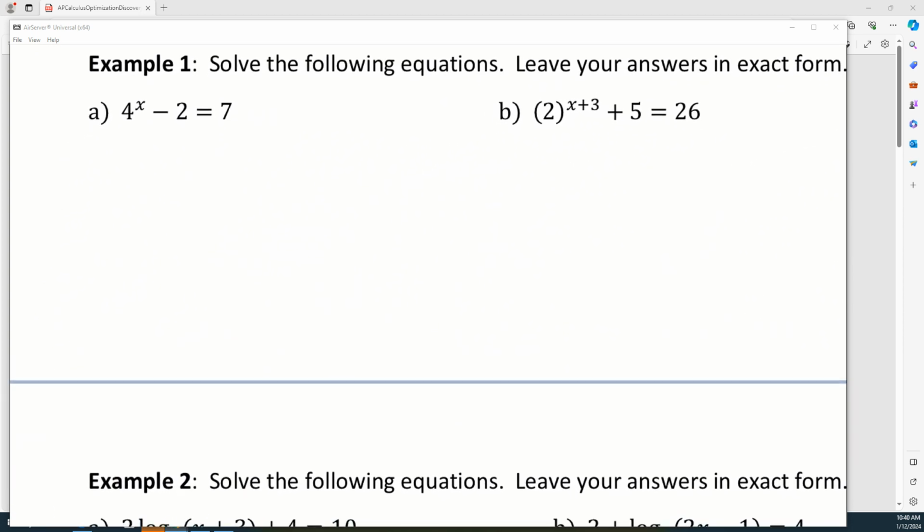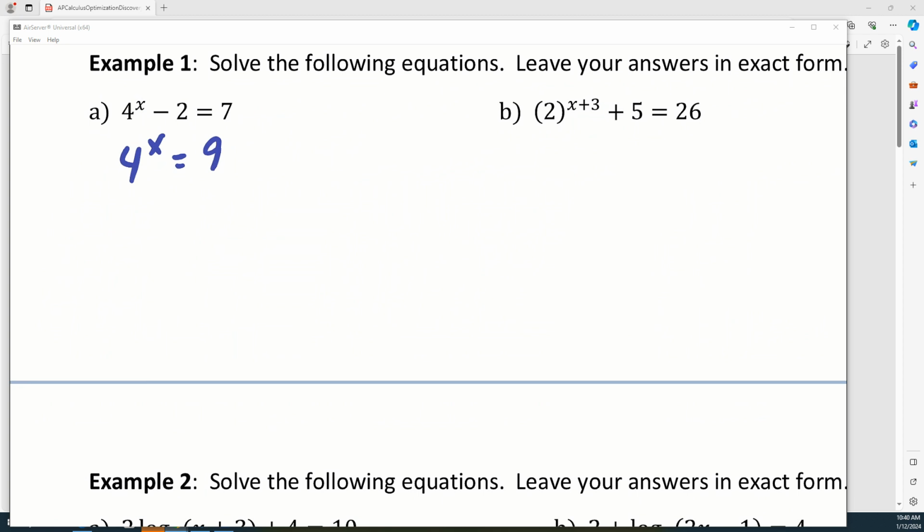All right, so example 1 is all exponential equations. So we know it's an exponential equation because the x is an exponent. And before we had logarithms, there was no way to solve or to get that x down. So I know you guys can move that 2 over, no big deal. That's isolating the exponential expression.